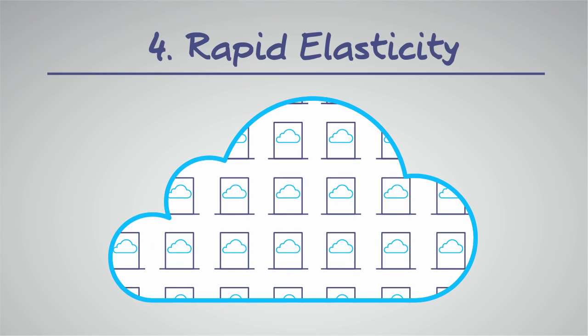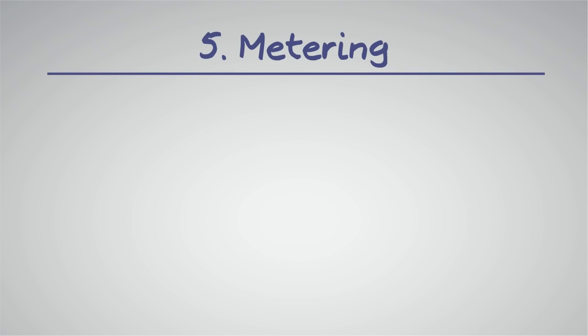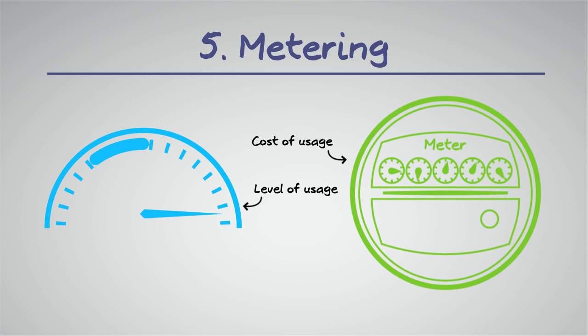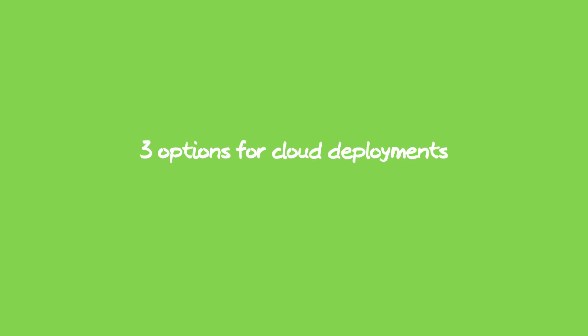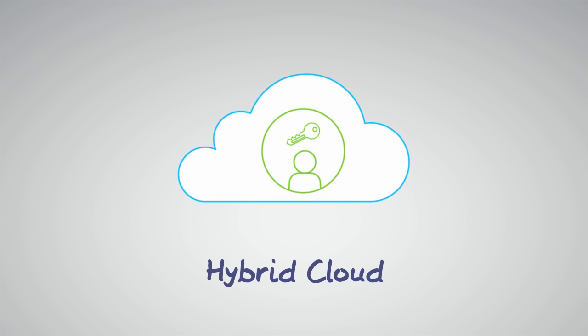Fourth, rapid elasticity. This allows you to quickly scale or shrink the capabilities of your cloud to match the level of user demand. And fifth, metering. This tracks and controls the level of resource usage or the cost of that usage. Customers generally choose one of 3 options for their cloud deployments, either public, private, or hybrid cloud.